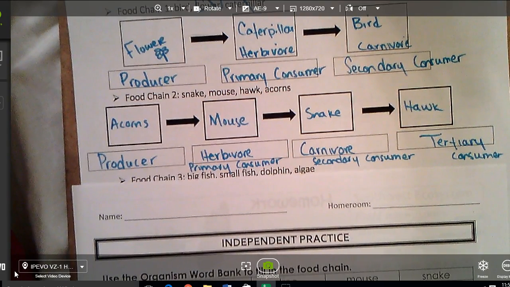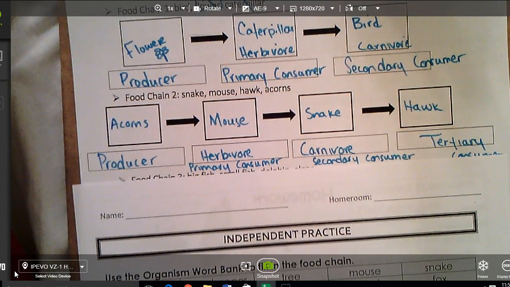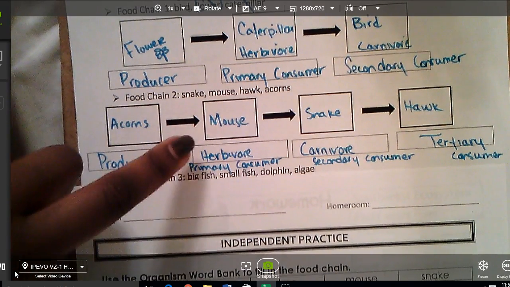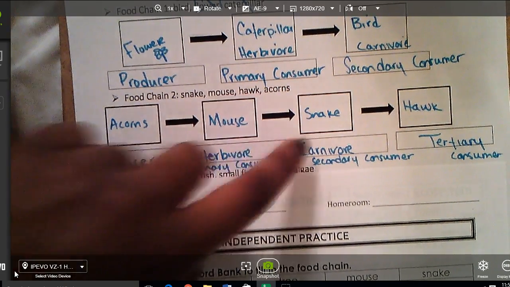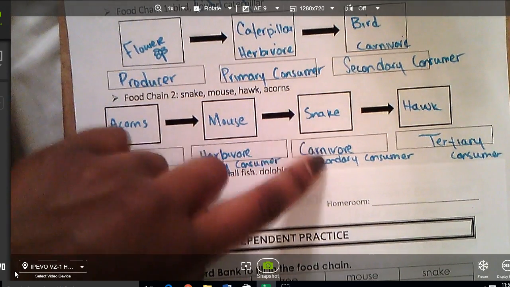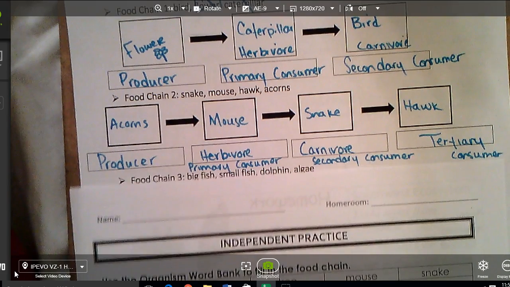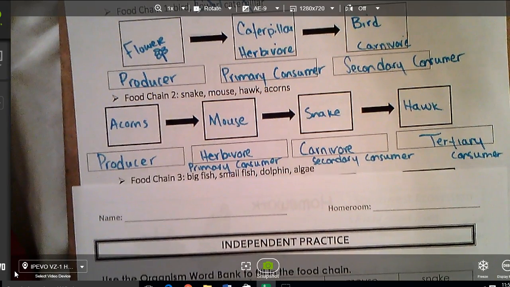Now, ladies and gentlemen, boys and girls, Bridges, Francis, Andrews, Brazil, make sure that you have both labels, herbivore and primary consumer, carnivore, secondary consumer. You need both. They mean the same thing. We need to begin to learn that when we recognize these words on the test, we know what they mean. Let's go to the next one.